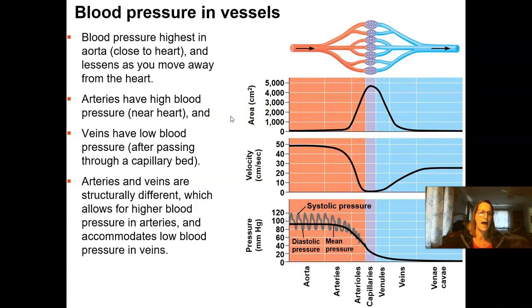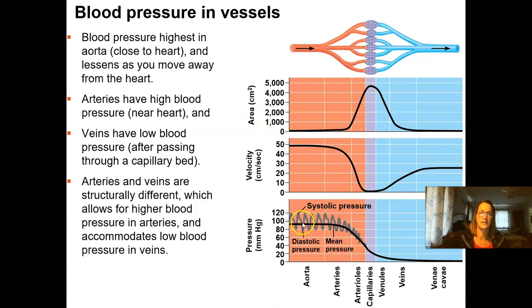And because of that, arteries and veins are actually really structurally different. Arteries are structured in a way that allows them to handle high blood pressure, and veins are structured in a way that allows them to get blood back to the heart, even though the blood pressure is pretty low.